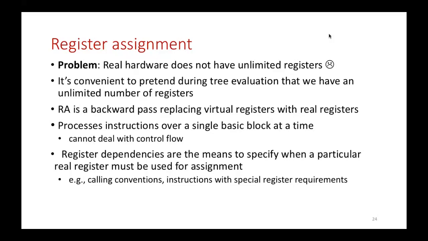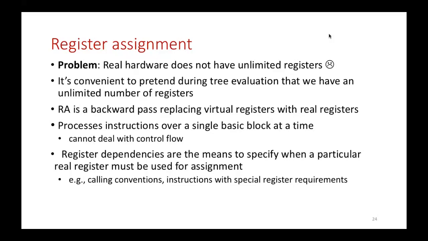So what we do is we go through a register assignment phase, often abbreviated as RA, and what we basically do there is map all these virtual registers to a real machine register. And the way that this particular process works is it does it through a backward pass, so it goes through all the instructions in reverse, and does that mapping. It goes one block at a time.